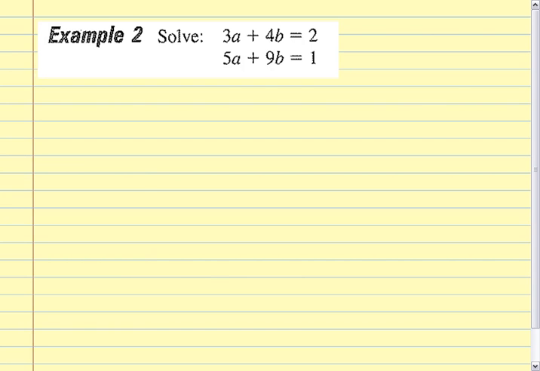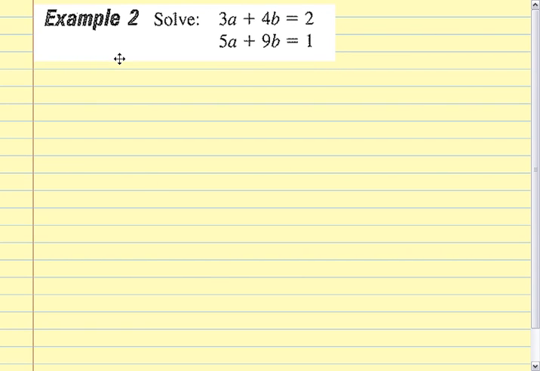Okay, folks, example number 2. It says solve 3a plus 4b equals 2 and 5a plus 9b equals 1. And you know what? This one's a little bit different than the last one.